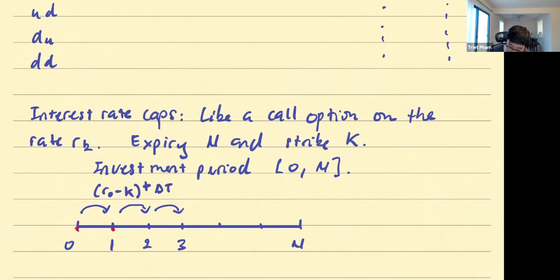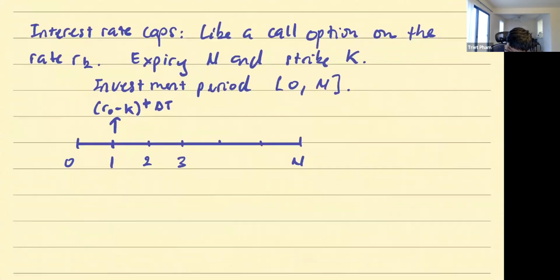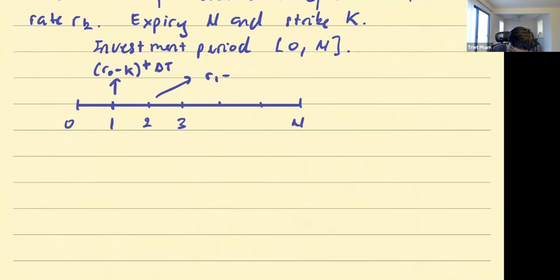So from time 0 to time 1, you will receive the compensation if the rate is above K for this investment period. So this is the payment at time 1: (R_0 minus K)^+ times delta T. And the payment at time 2 is very similar. It will be (R_1 minus K)^+ times delta T, and so on and so forth, all the way up to your last payment, which is (R_{n-1} minus K)^+ times delta T.